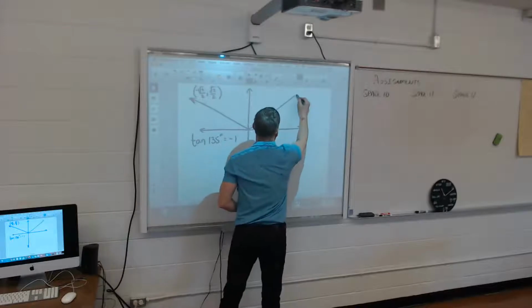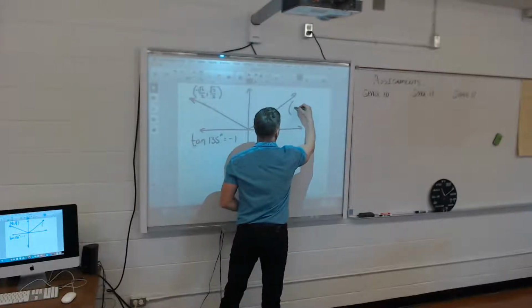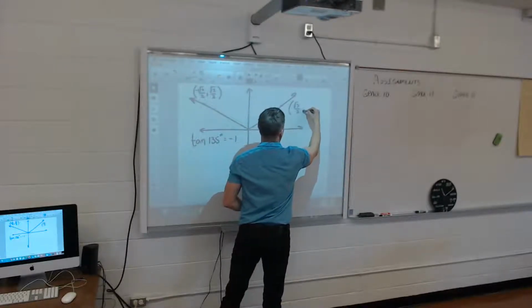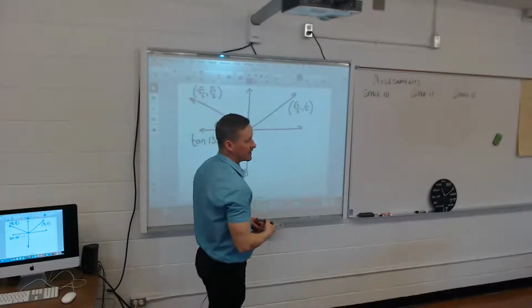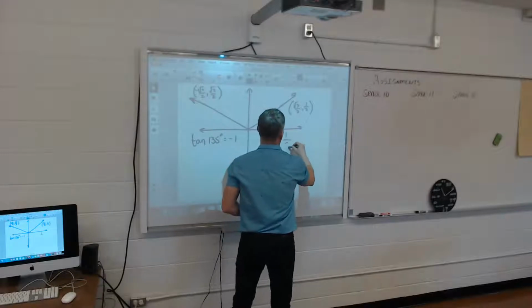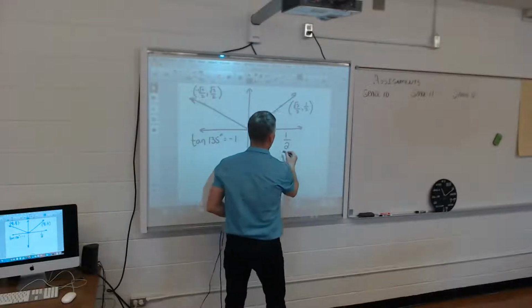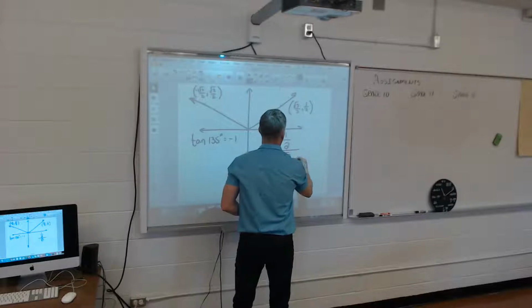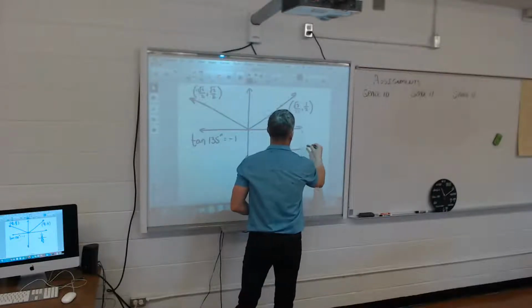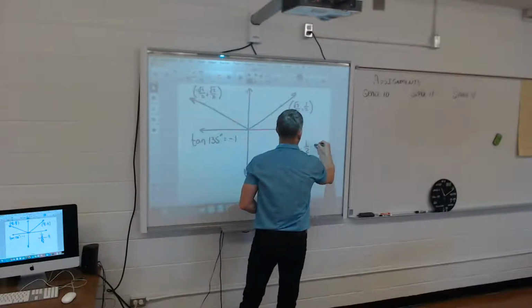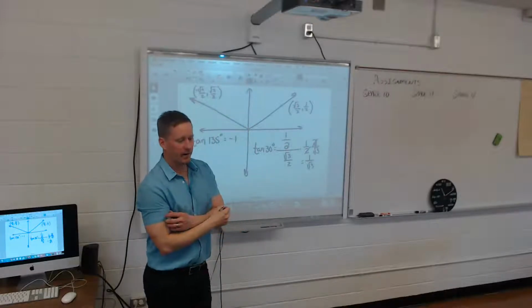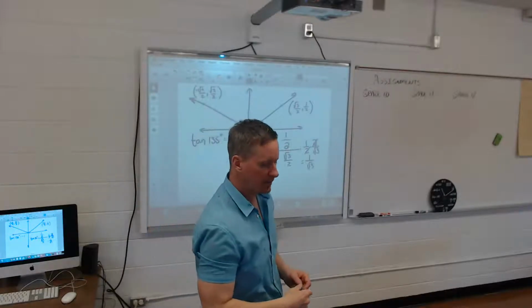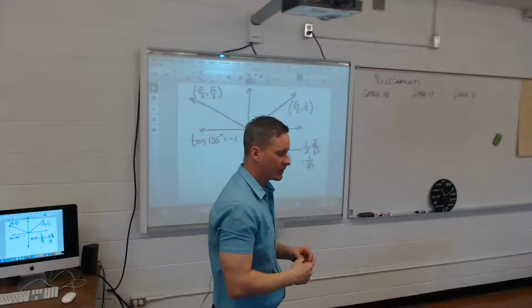The tan of 30, well, the sine of 30 is a half. And I have to divide that by the cos of 30, which is root 3 over 2. So a half times 2 over root 3 is 1 over root 3. And again, because I'm in grade 12, I don't need to rationalize. I don't have to rationalize.